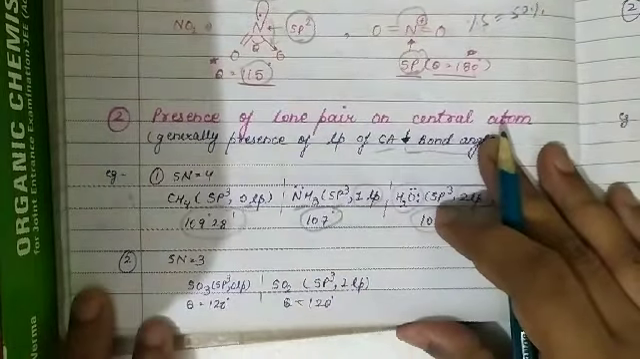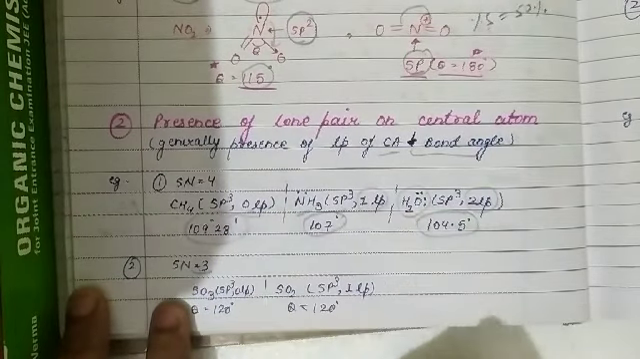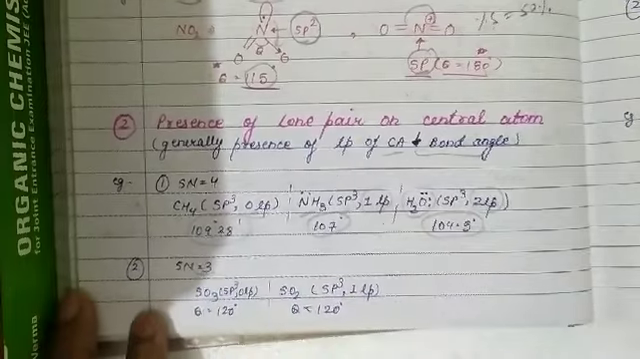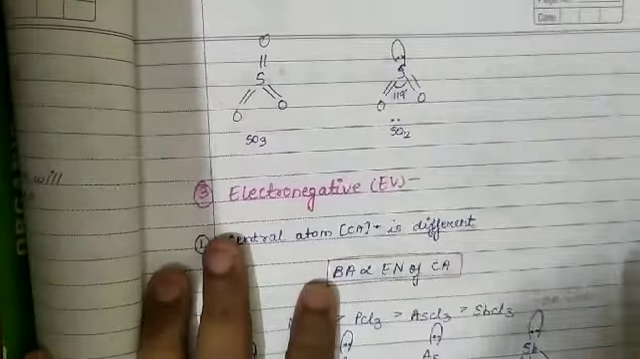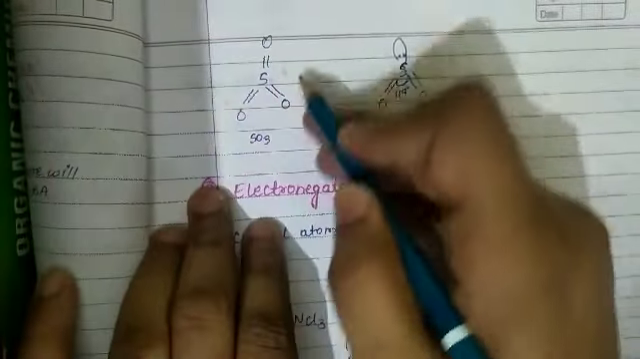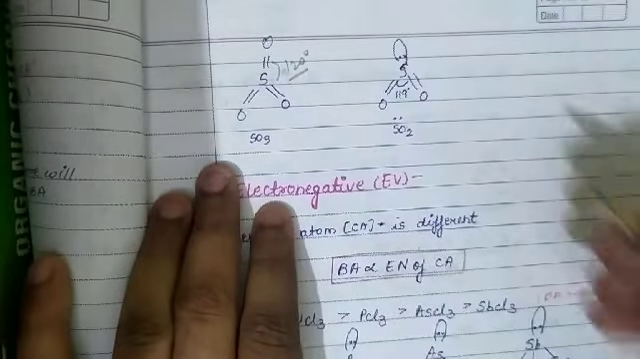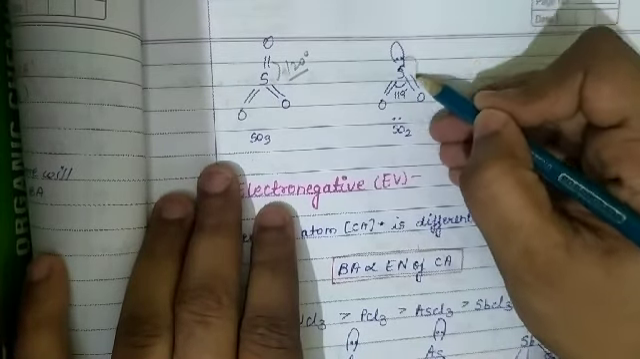Same in the case when steric number is 3. When steric number is 3, hybridization is sp2. In case of SO3 and SO2, in SO3 there is no lone pair, so the angle is 120. While in SO2 there is a lone pair, therefore the angle decreases due to lone pair bond pair repulsion.